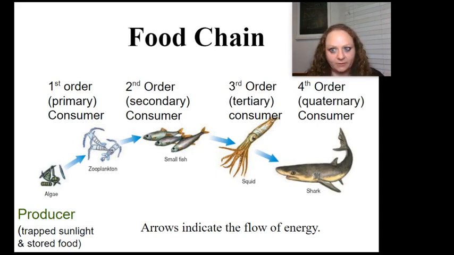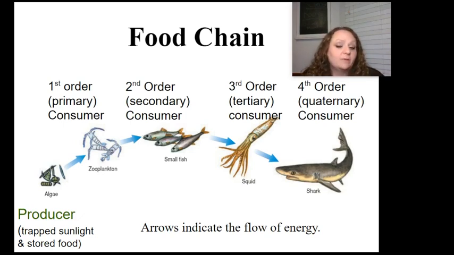Producers are going to be organisms that are capable of taking energy from another source, like the sun, trapping it and creating food. So algae are producers in this particular food chain. Producers are going to be eaten by what we refer to as a first order or a primary consumer. Primary consumers are always going to be like a herbivore. Secondary consumers will eat primary consumers. So these guys are going to be a little bit larger, a little bit higher up on the food chain.